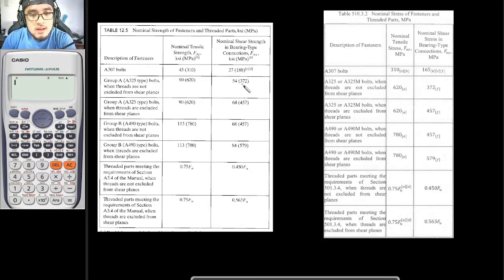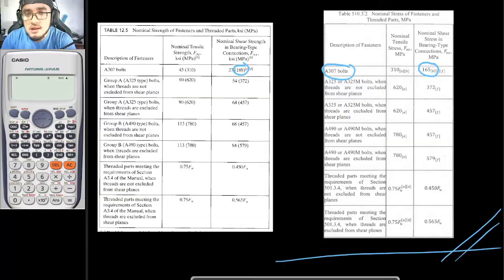As you can see, we have a little bit of a discrepancy here. The strength of the A307 bolt is 188. But by NSCP, it is stated here that the shear stress of your A307 bolts is 165 MPa. So ano ba yung susundan natin dito sa dalawa? We would be following this table right here since this is our national code. And using this parameter, yung 165, is more conservative. So that is just its difference.